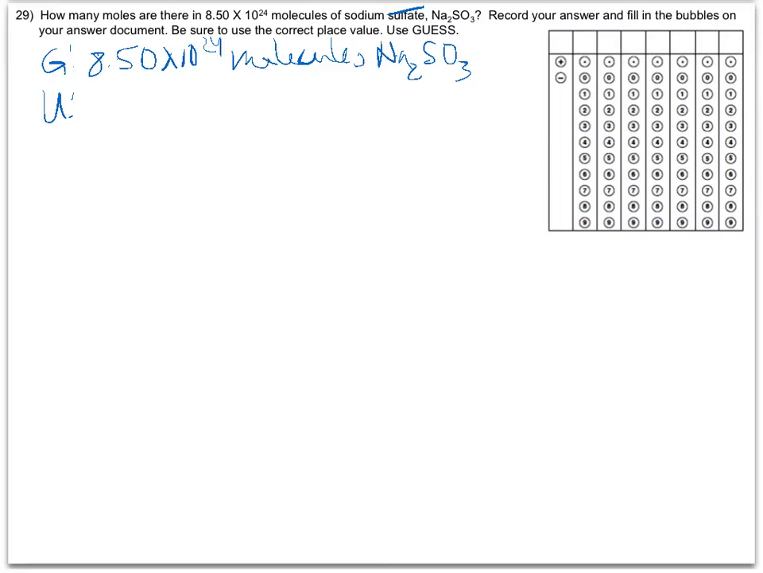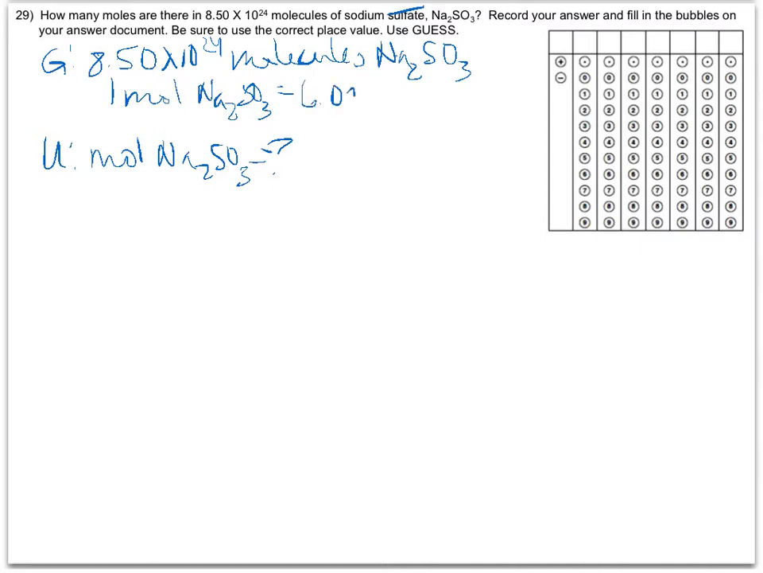Alright, and I'm going to move that down a little bit. Okay. So we're trying to get into moles of Na2SO3. That's what we don't know. So molecules to moles, same thing as before. 1 mole of Na2SO3 is going to be equal to 6.02 times 10 to the 23rd molecules of Na2SO3. Avogadro's number, always to go between atoms, molecules, formula units, ions, whatever a number is.